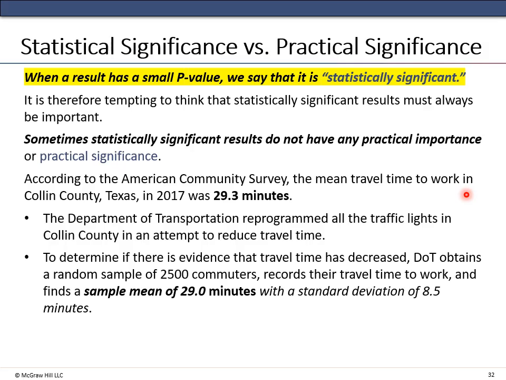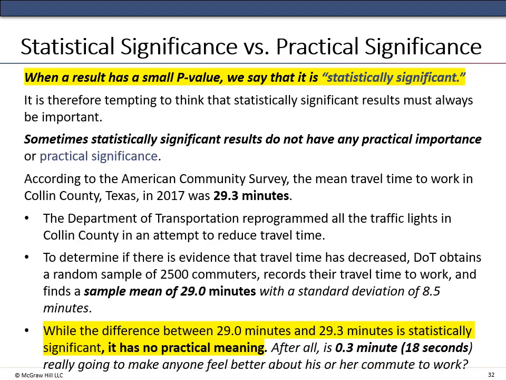To determine if there is evidence that the travel time had decreased, the Department of Transportation obtained a random sample of 2,500 commuters, recorded their travel time to work, and found a sample mean of 29 minutes, with a standard deviation of 8.5 minutes. While the difference between 29.0 and 29.3 minutes is statistically significant, it has no practical meaning.